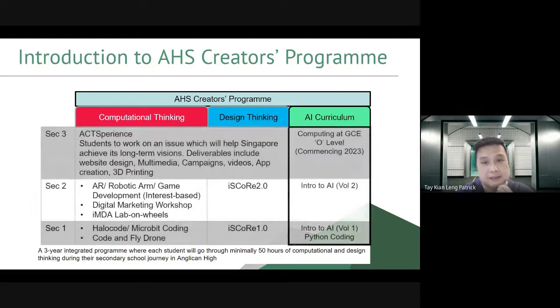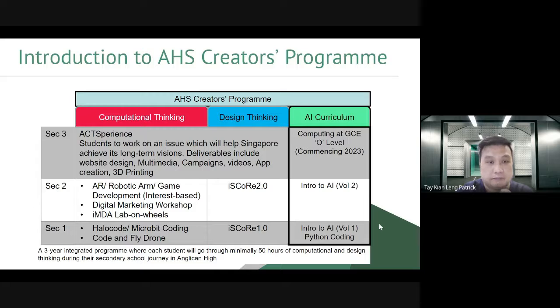All right, so this is just an overview of how and what the AHS Creators Program is like over the 3 years. I will not cover too much on the computational thinking as well as the design thinking portion, but I'll just zoom in directly into the AI curriculum that we have.